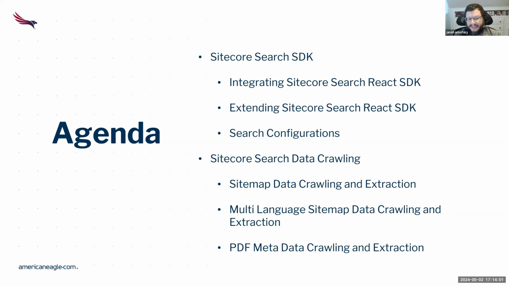We're going to go through some examples, and these examples are what we use for most of the sources, to an extent, but it's the basic information that should get you there. The idea is that you can take this information and apply it to how you're going to do your sources. We'll go through sitemap data crawling and extraction, then talk about what we have to do to make it multi-language. Then we'll walk through our unique solution for PDF metadata crawling, and we can talk about what Sitecore recommends there, and what we ended up having to do and why we did it.